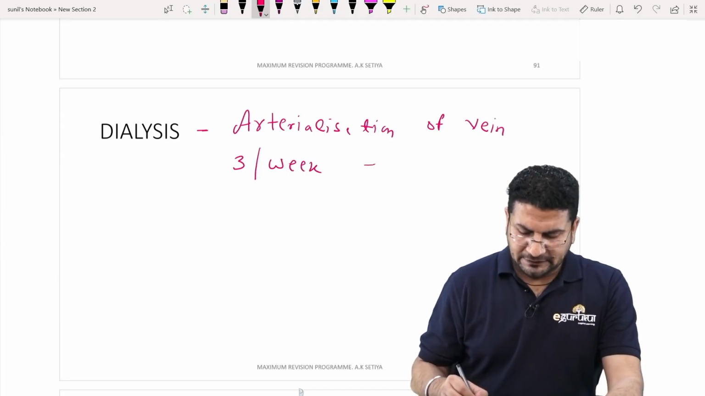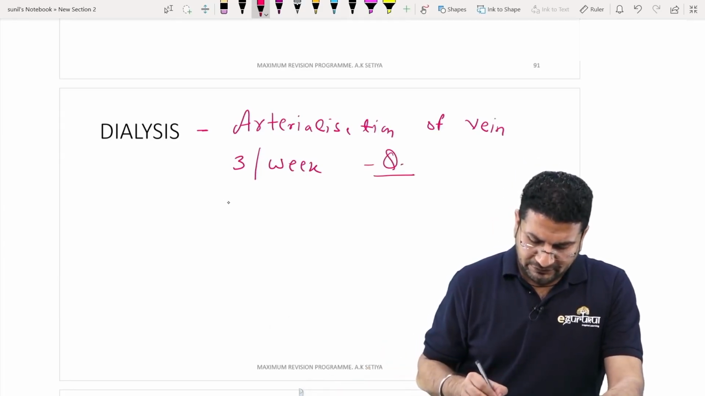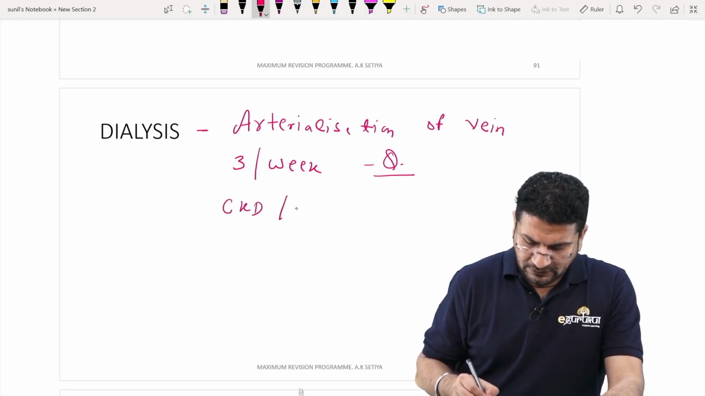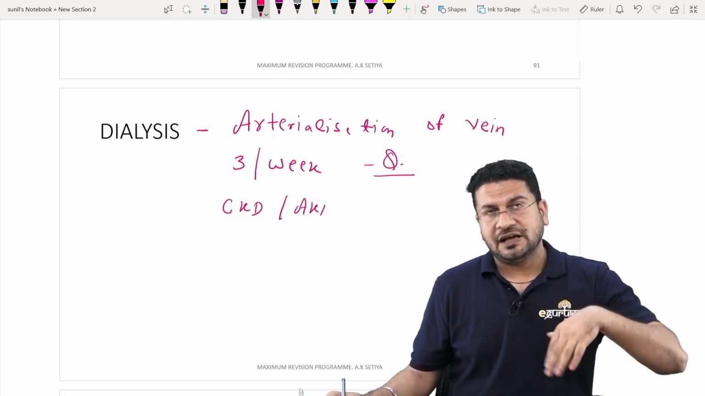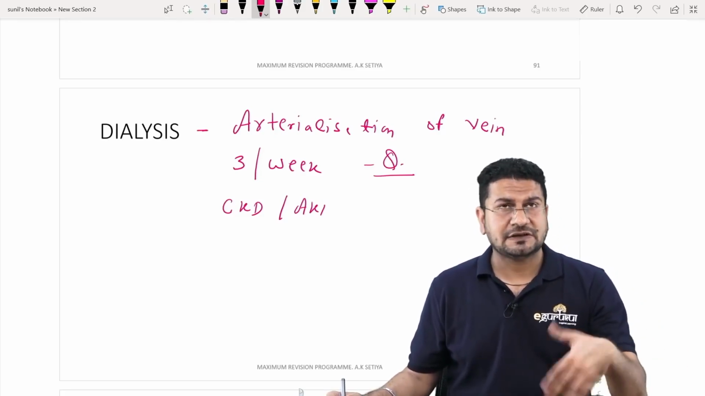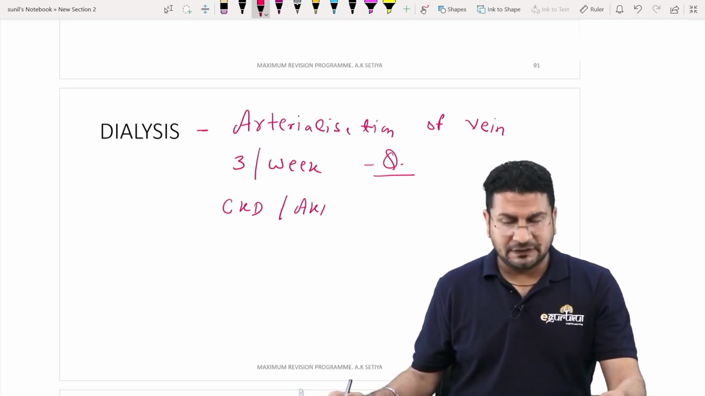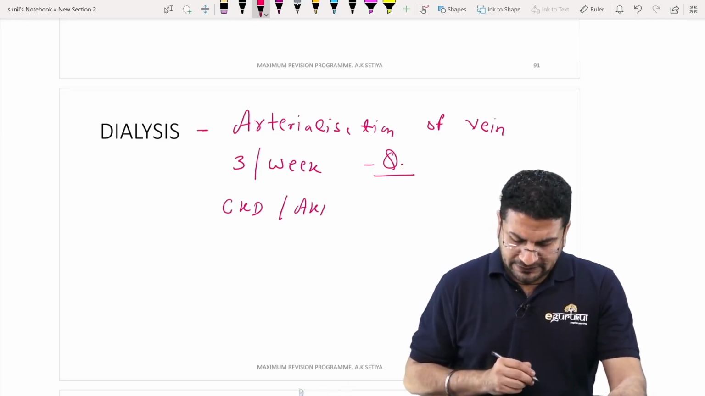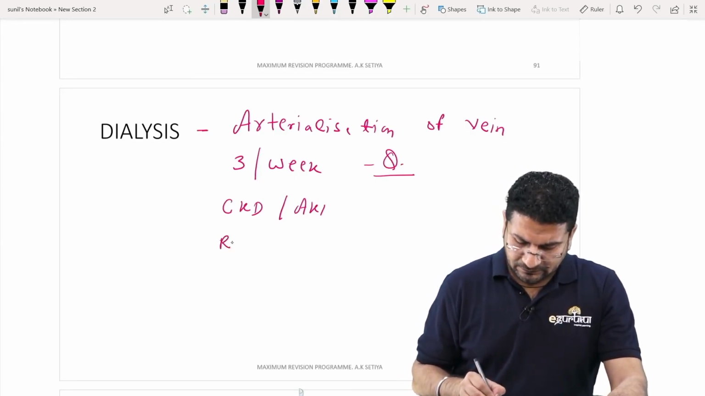The recommended dialysis is thrice per week. Generally, we do dialysis when a patient has CKD, or AKI. In AKI, when the patient has hyperkalemia as a last resort, or worsening of symptoms, or very high serum creatinine or urea, we can perform dialysis. They can also ask you about the risk in dialysis.